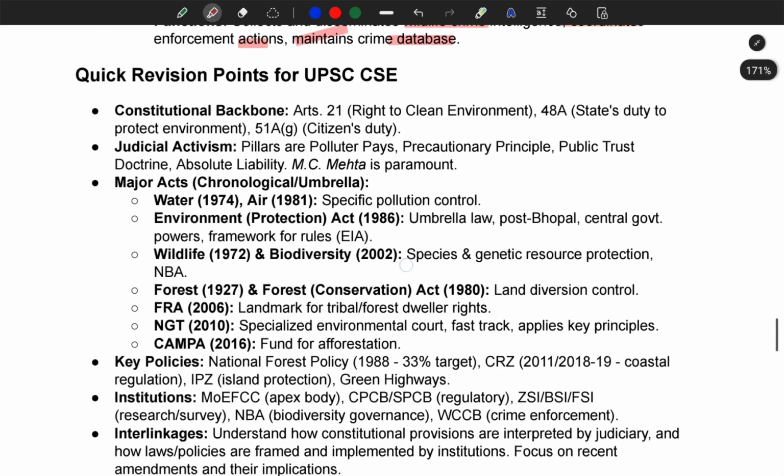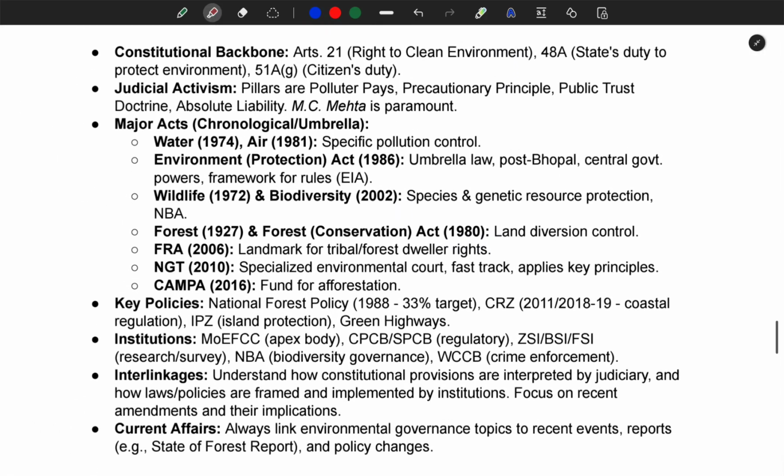Here are quick revision notes of this lecture. Constitutional backbone: Article 21, right to clean environment. 48A, state's duty to protect environment. 51A(g), citizens' duty. Judicial activism: polluter pays, precautionary principle, public trust doctrine, absolute liability. MC Mehta is paramount.